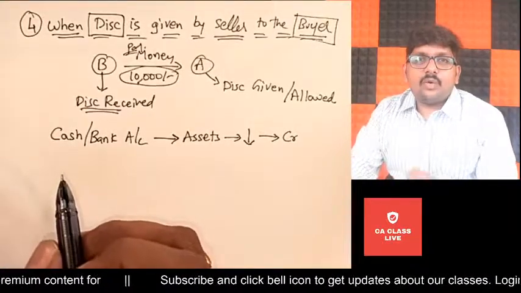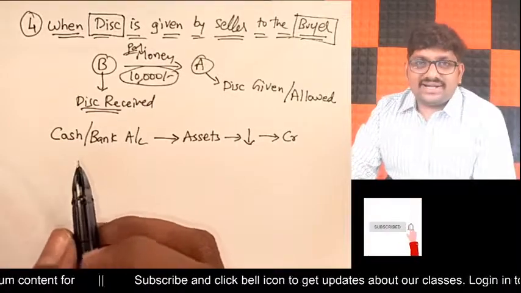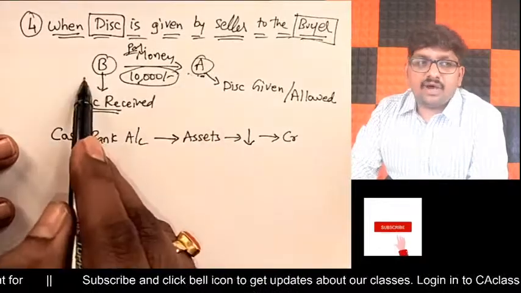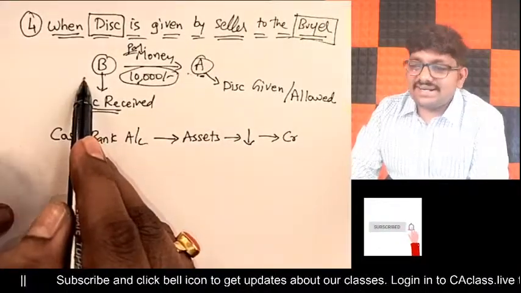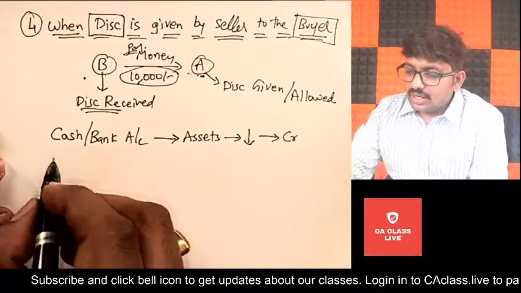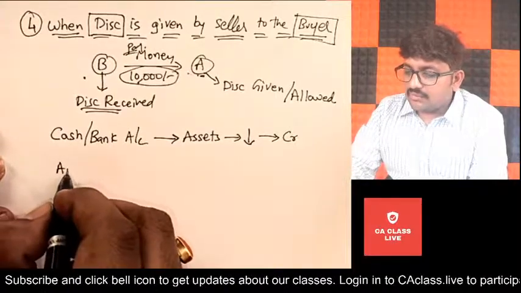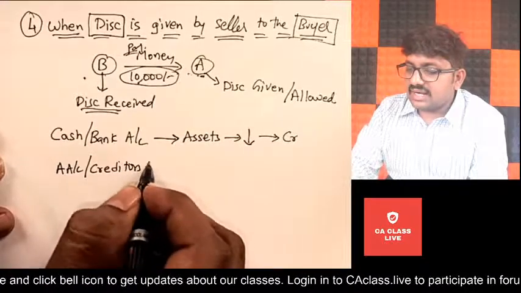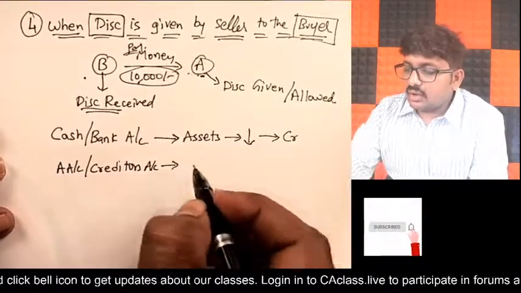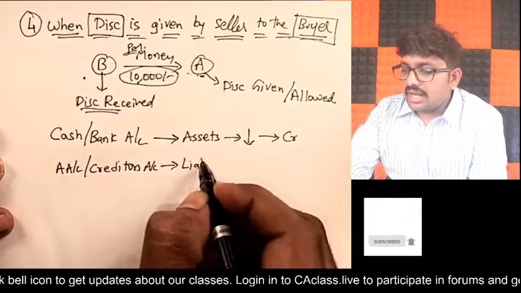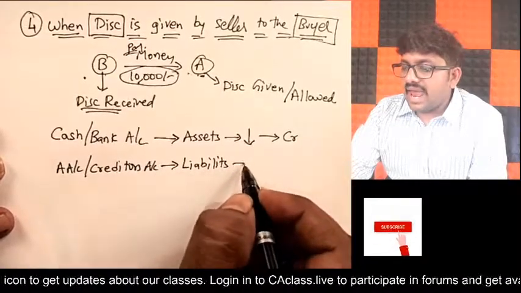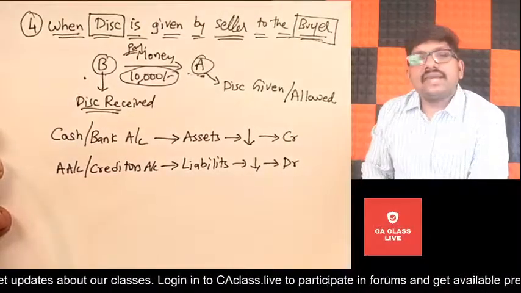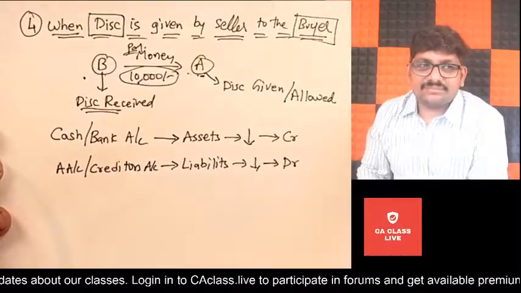Next, sir, what is happening now? You are paying the money back to your creditor. B is paying to A. So obviously, A is a liability of B. Now that liability will also decrease. What is the name of my liability? A account, or in general terms, I have taken it as creditors account. This creditors account is a part of liabilities. Now when you repay, my liabilities will decrease. When liabilities decrease, what should you do? Debit. Got it, friends?